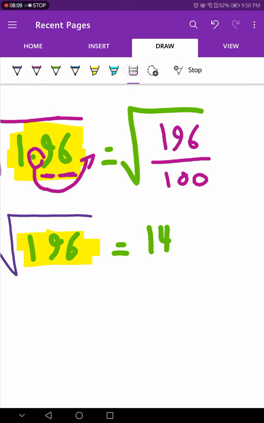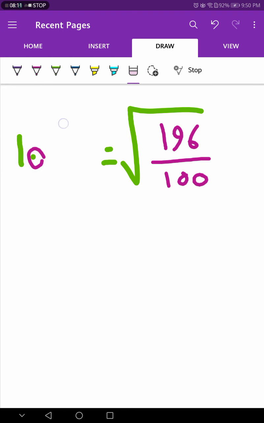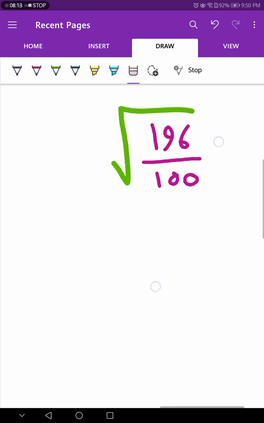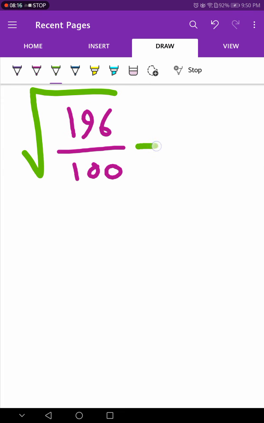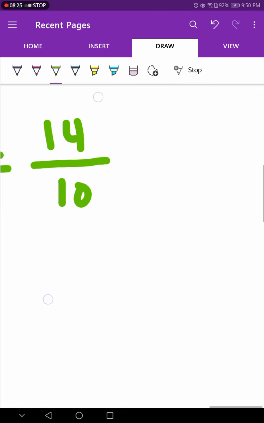Okay, great. Now I have this square root, and as you know before, the square root of 196 is 14 and the square root of 100 is 10. And now I'm trying to write this number as a decimal, to return it back as a decimal. So to release the 10, I have to bring back the decimal point here. Yes, so it will be 1.4, or 1 and 4 tenths.